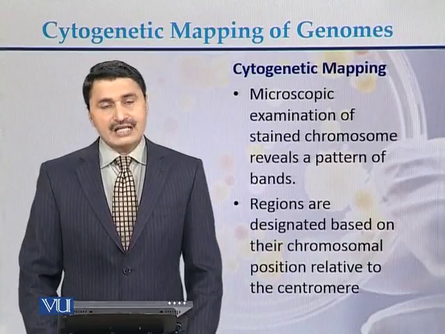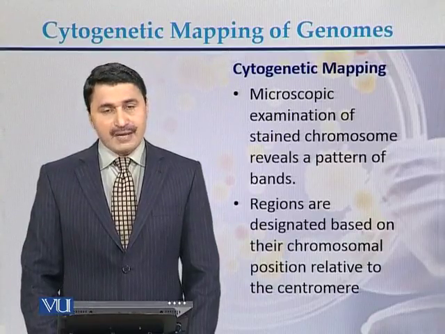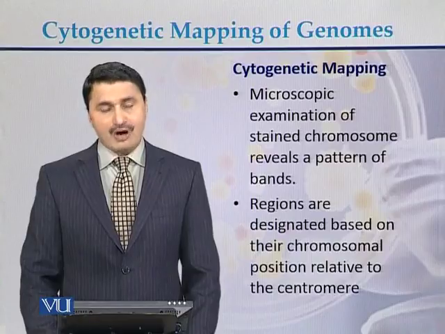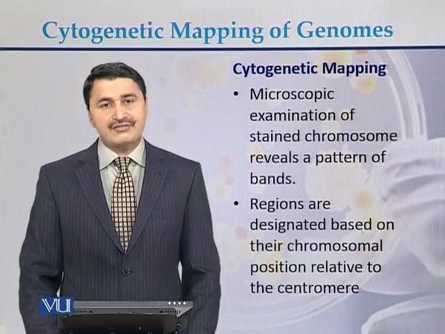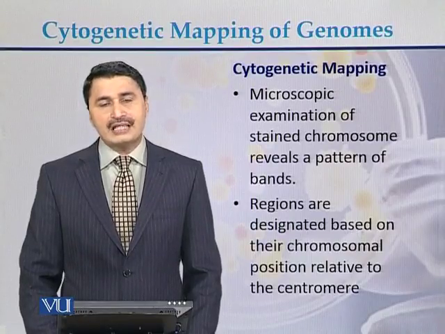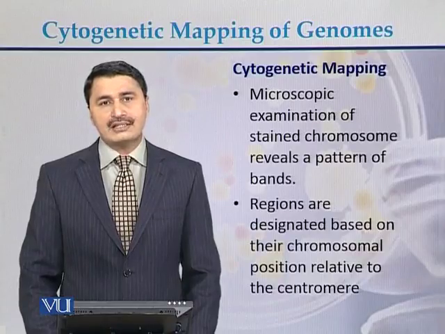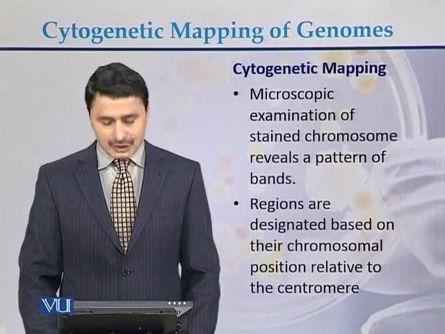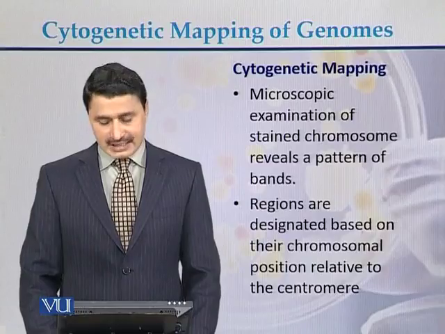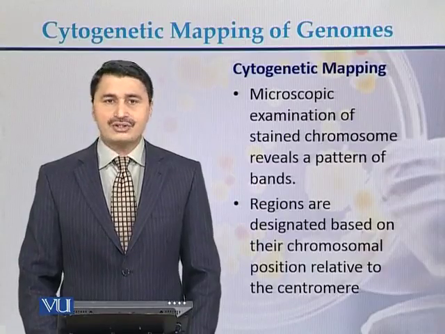So what is cytogenetic mapping? A microscopic examination of stained chromosomes that reveals a banding pattern. That banding pattern is called cytogenetic mapping of the genomes. Regions are designated based on their chromosomal position relative to the centromere.